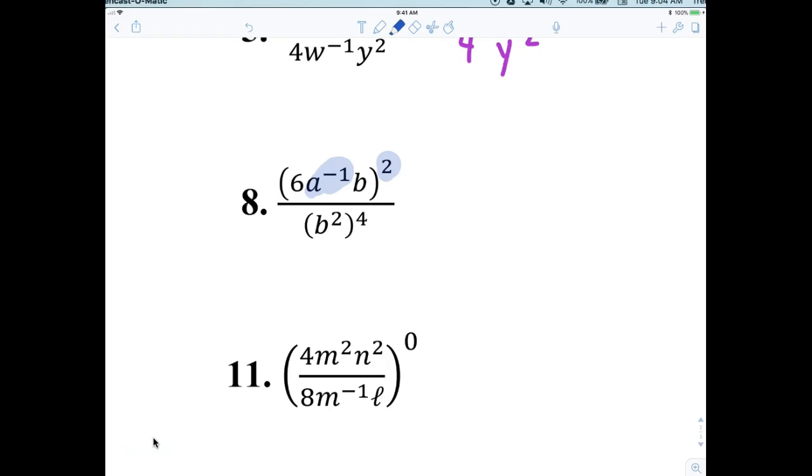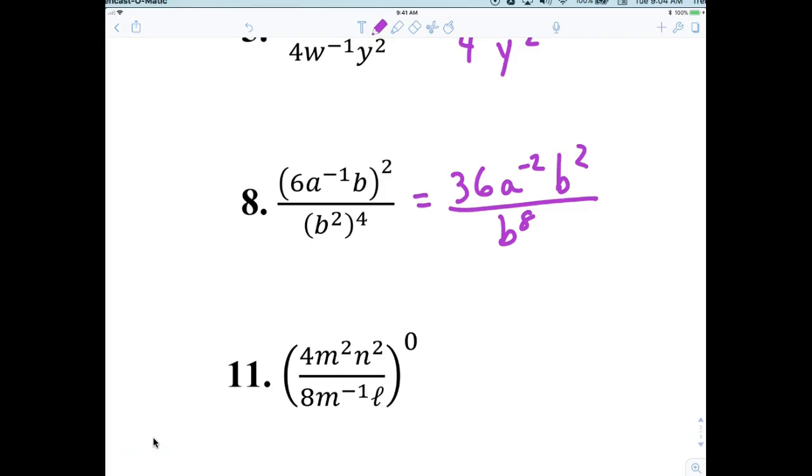So please listen. These are a little bit different now, a little bit more difficult as we go down the page. But you should be able to say that's 36, a to the -2, b squared over b to the 8th. Now, come on. You got to pay attention. You're not going to be able to go home and just go, okay, this is easy. You got to put in the time right now.